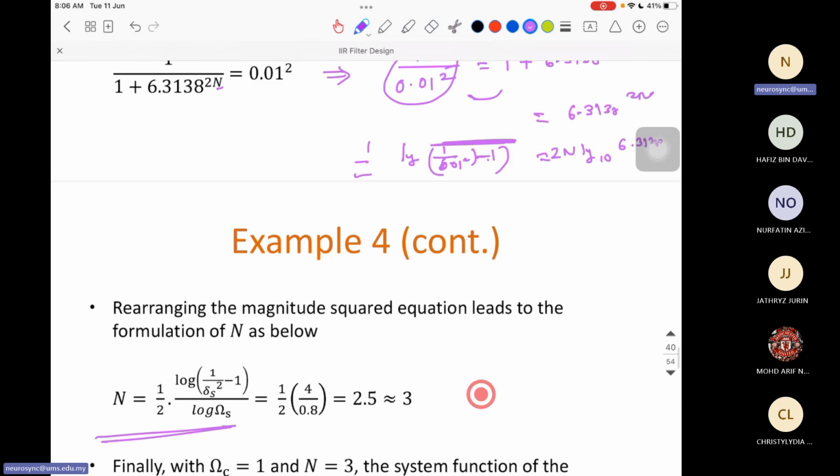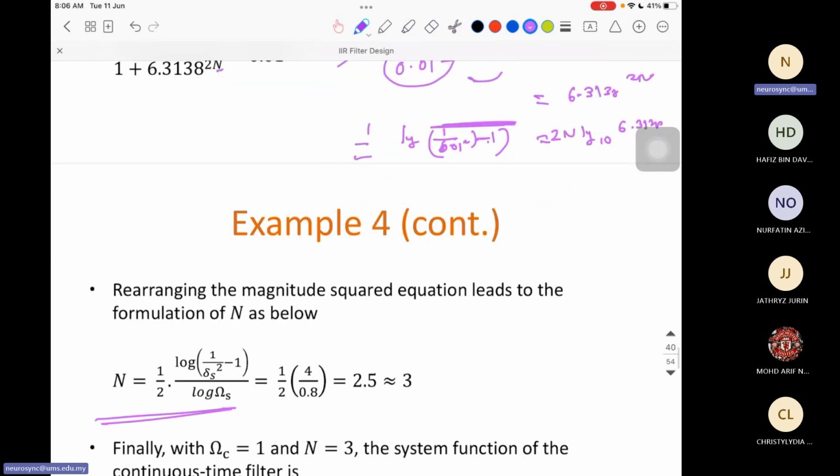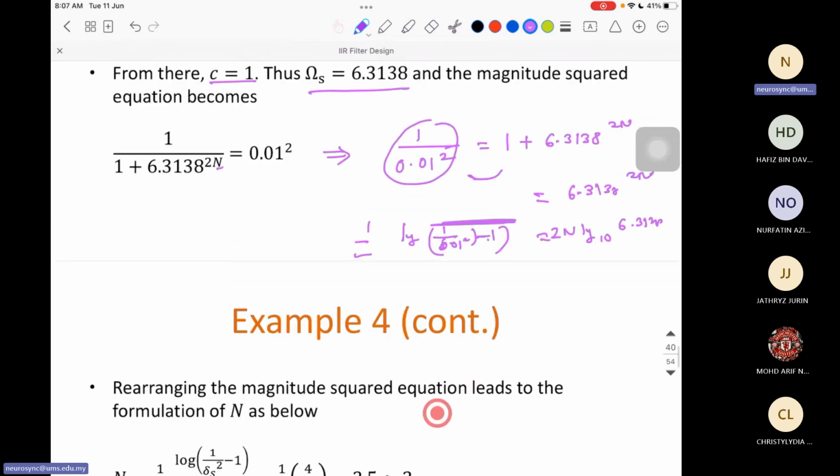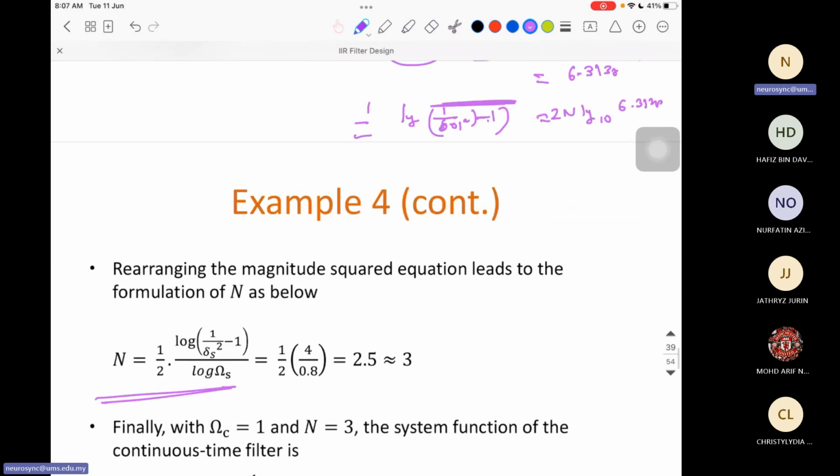Otherwise, you can do your own calculation without using this formula, so you will get the same answer. You will get n equal to 2.5, and the nearby positive value to 2.5 is 3. Always consider the integer closest and greater than whatever value you get here. Therefore, I will say n equal to 3.